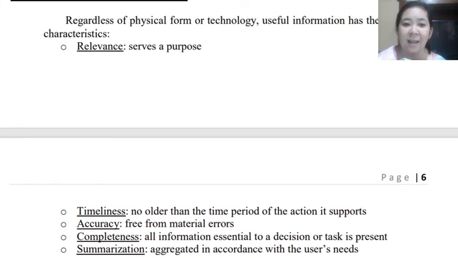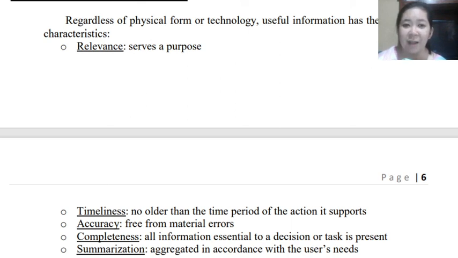timely, meaning no older than the time period of the action it supports, or all the information that relates only to a particular period that the management needs. That should only be included in the data collection and in the reporting. Another is it should be accurate, meaning free from material errors or fraud. Another characteristic is, of course, the information should be complete. All information that is essential for decision making or a task should be included.